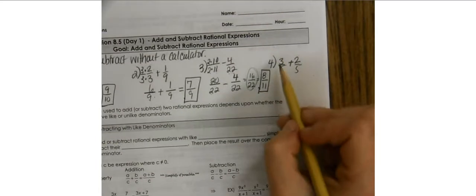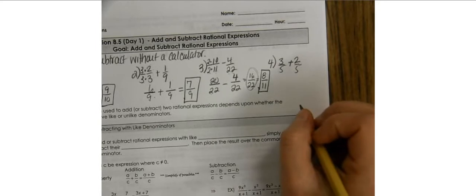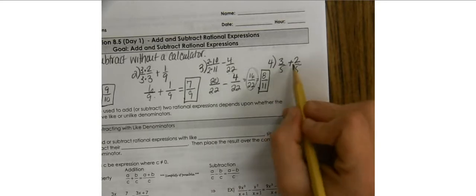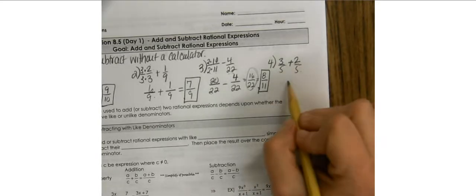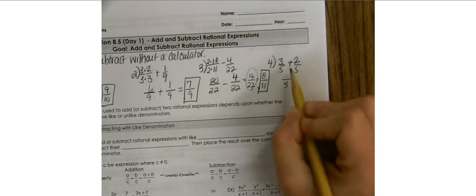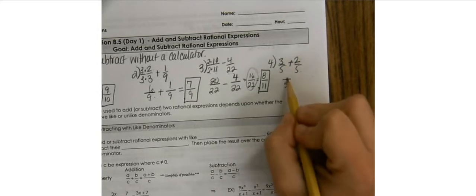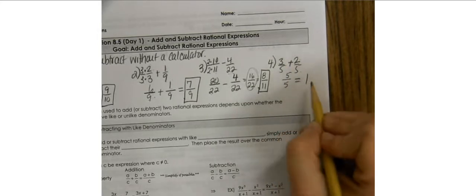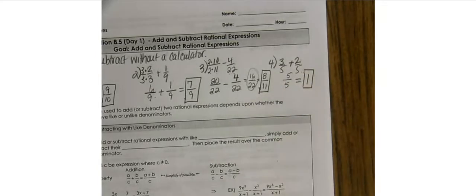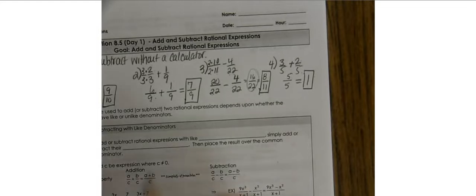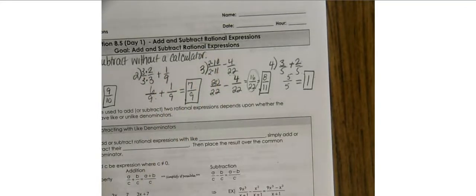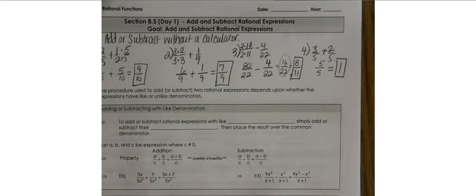For number 4, this was probably the easiest one on the whole warm-up. The common denominator is already there, and adding our numerators, we end up with 5/5, and 5/5 is 1. So our answer in this case is 1. Hopefully you did very well with this because we're going to be taking this concept to another level with today's lesson. The procedure for adding and subtracting rational expressions is the exact same.